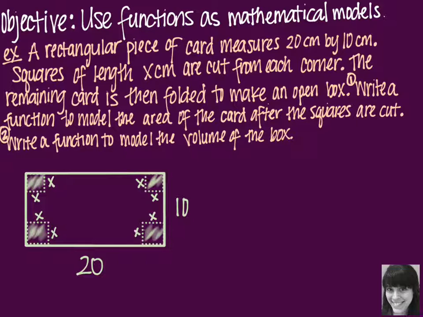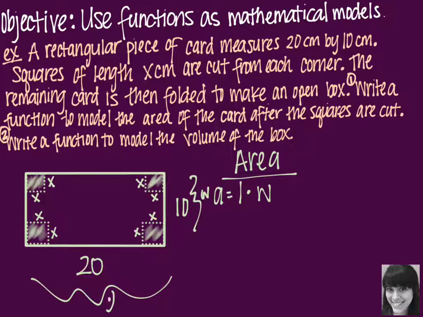Okay, so I want to talk about the first part. It says to write a model for the area. Well, how do I find the area of a rectangle? It's just area equals length times width. Now, I don't know if you guys use different terminology, but that's the width and the length. Sorry, that's kind of sloppy, but that's what it's talking about. You just multiply the two sides by each other.